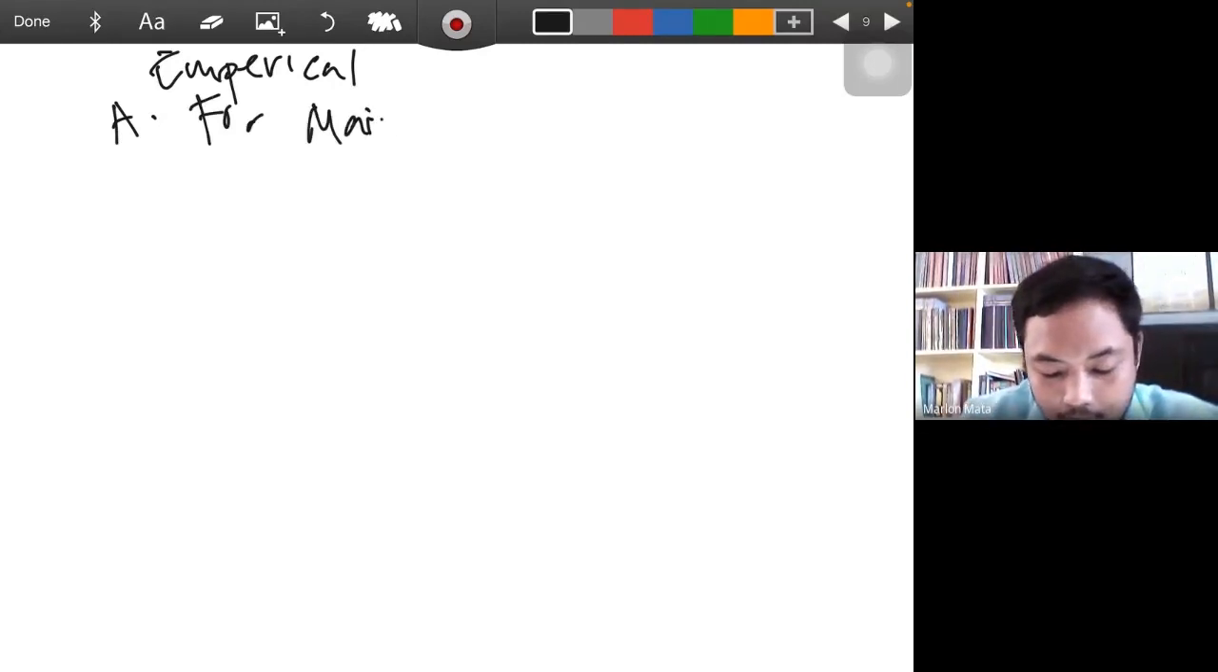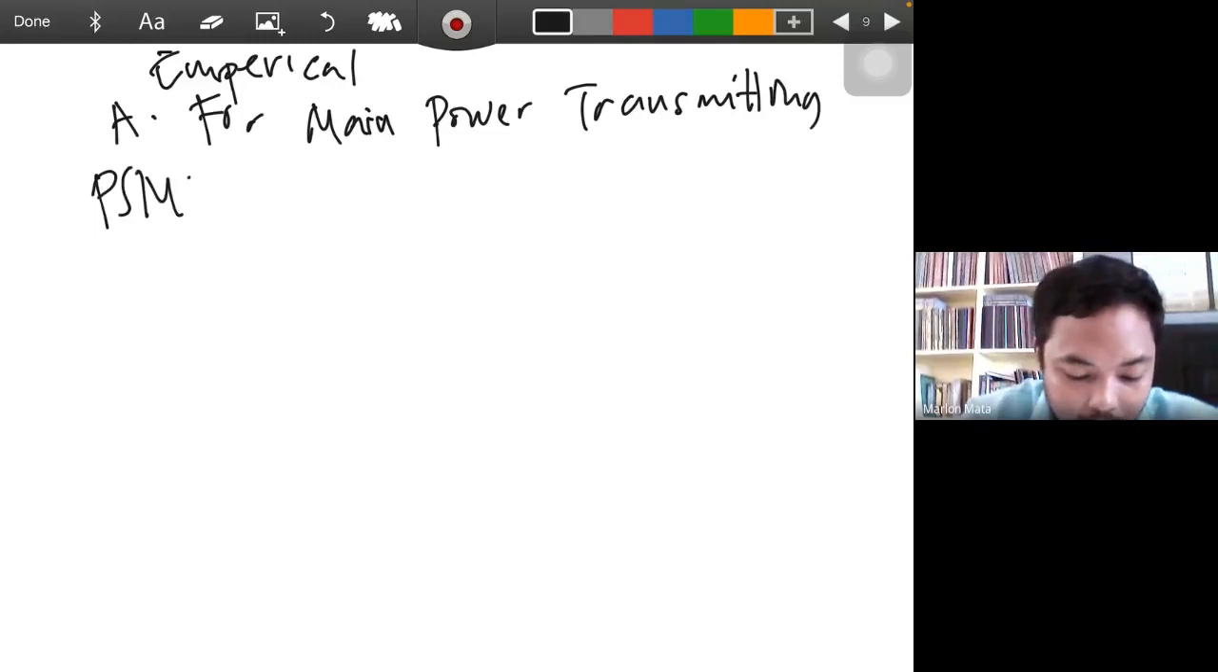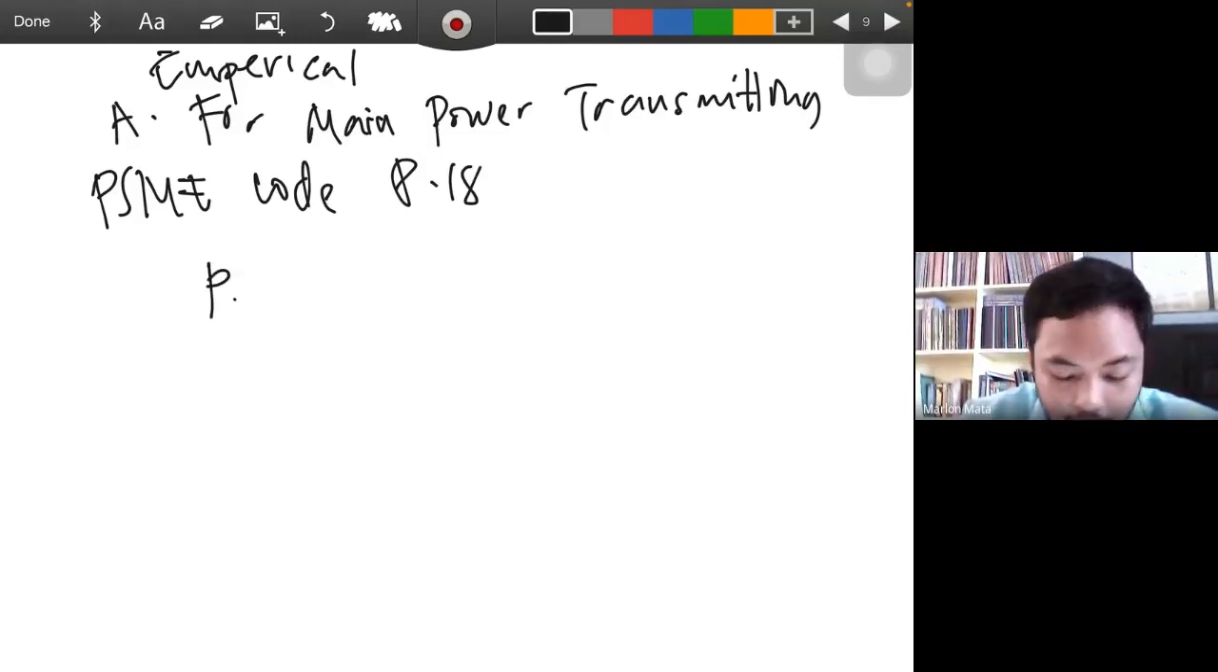So for main power transmitting shaft, so this is written in the PSME code, page 18. Okay, so we have that the power of the main transmitting shaft P.